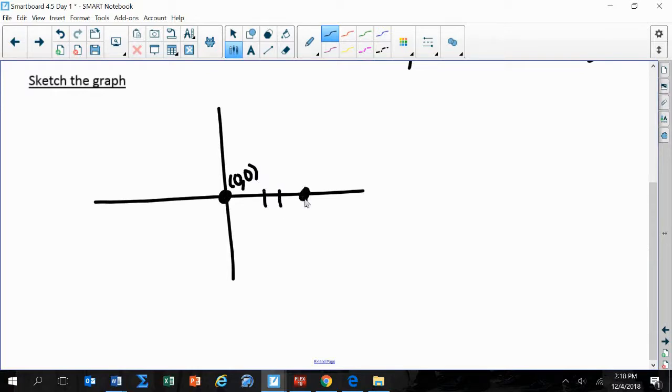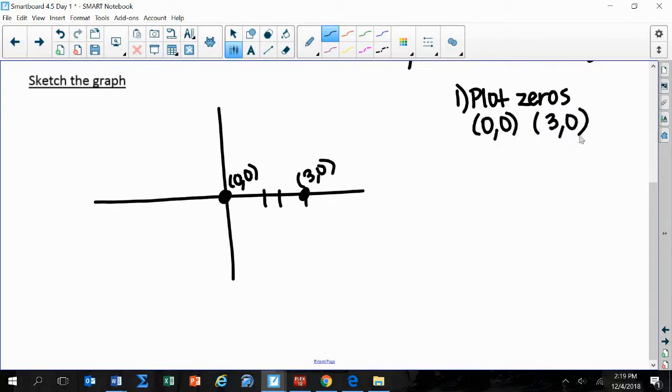And at (3, 0), I have an x-intercept. So that's always the first thing that I do, is I plot my zeros, or my x-intercepts. So again, I plotted it at x equals 0, and at x equals 3.